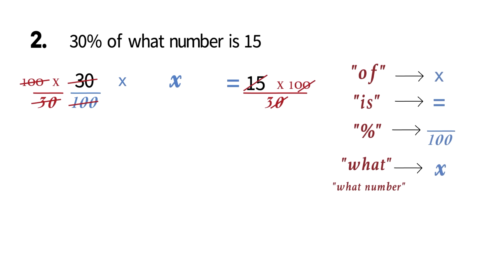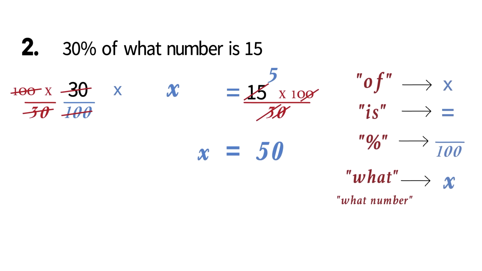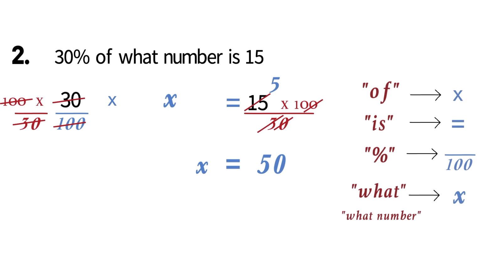15 divided by 3 is 5. So, we have 5 times 10. This gives us 50 as our answer. For questions like these, you just have to know how to set it up. Then it is up to your basic multiplication and division to come to the final answer. Let's move to our next question.